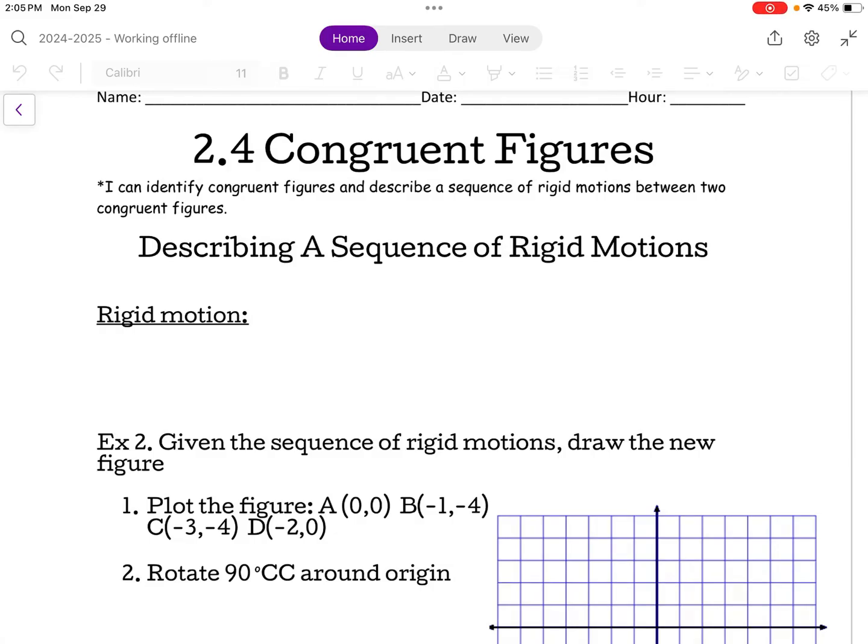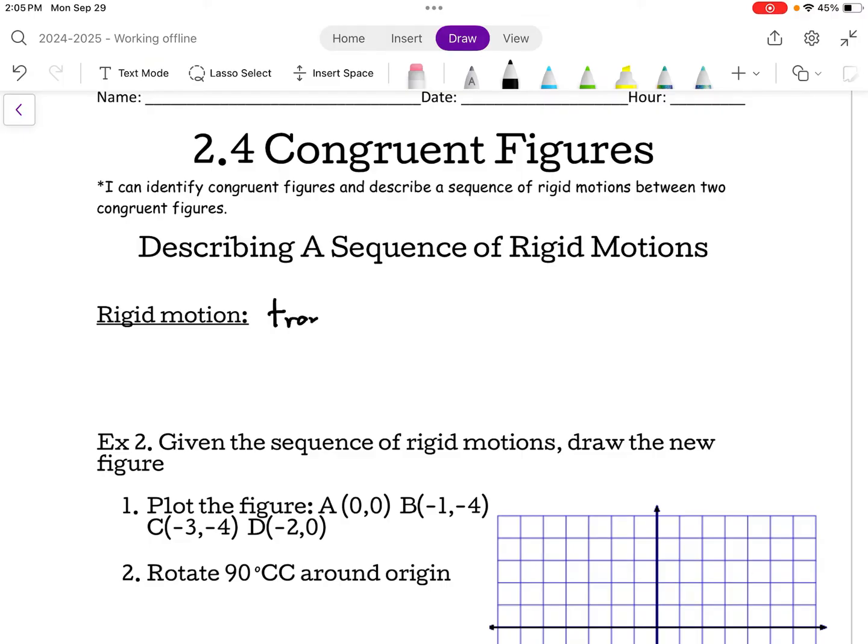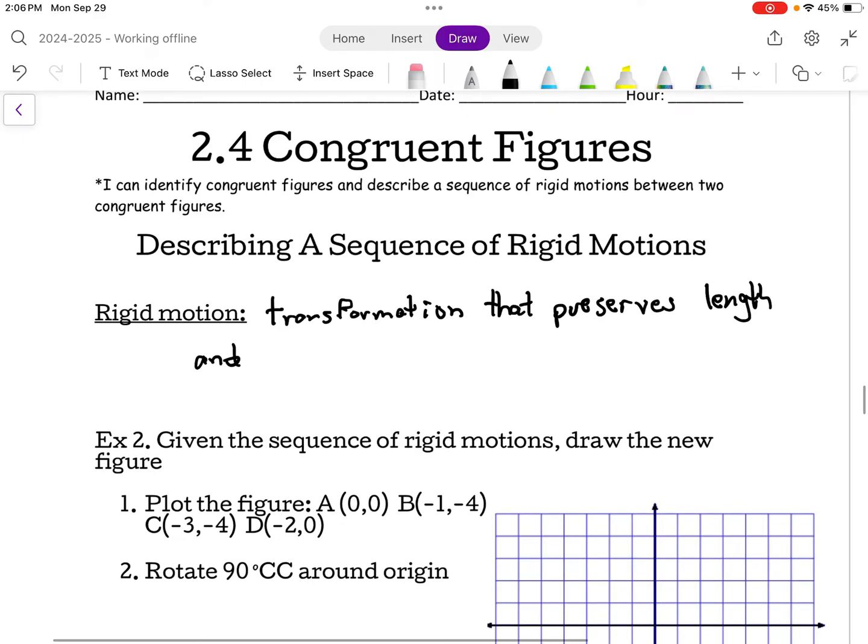All right, here we are on to lesson 2.4. I can identify congruent figures and describe a sequence of rigid motions between two congruent figures. A rigid motion is defined as a transformation that preserves length and angle measure.